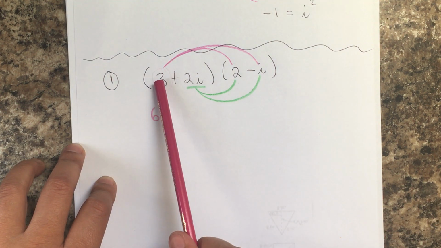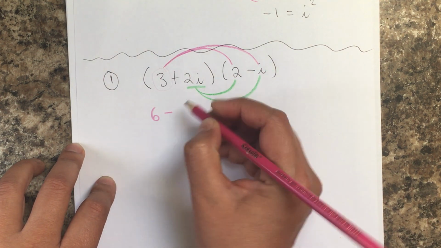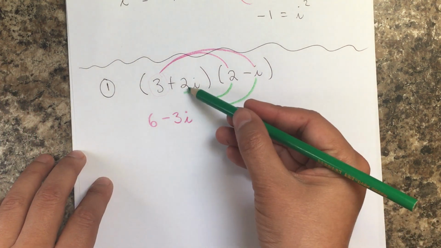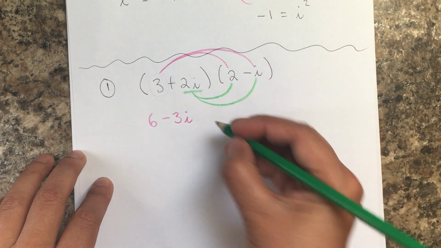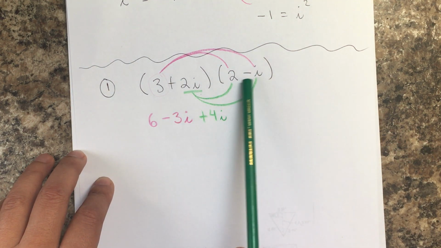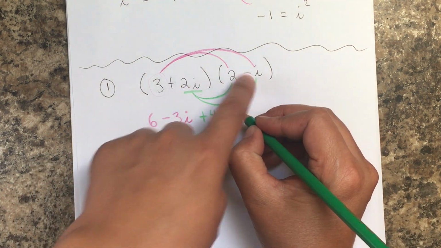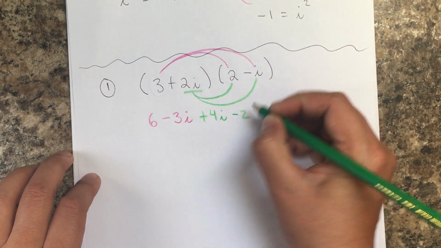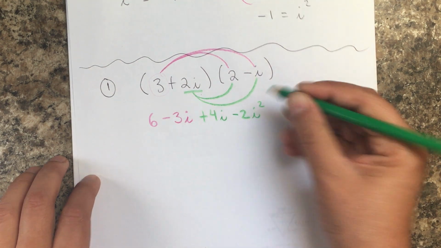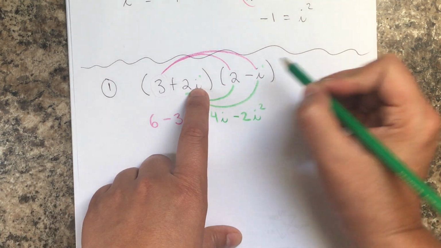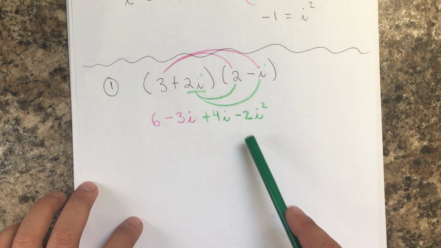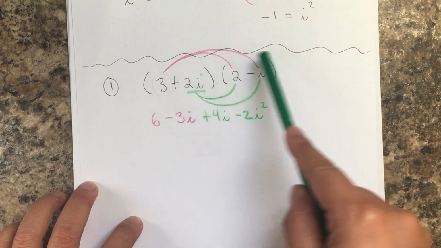6. 3 times -i, -3i. The next one is 2i times 2, 4i. 2i times -i, well, positive times negative is -2, and you have i times i, so it's i squared. Why? Because remember that in multiplication, we add the exponents, okay? Keep the base and add the exponents. So 1 plus 1 is 2.